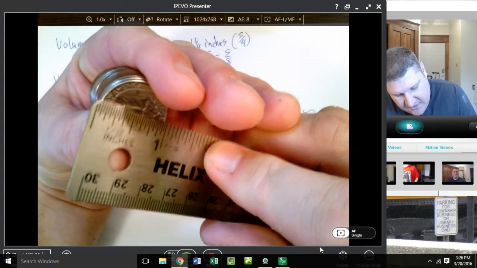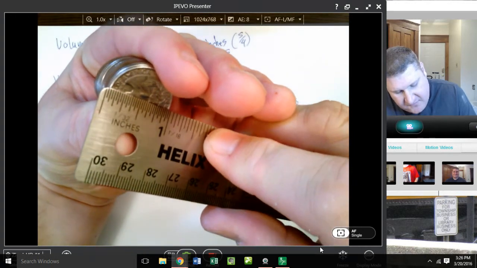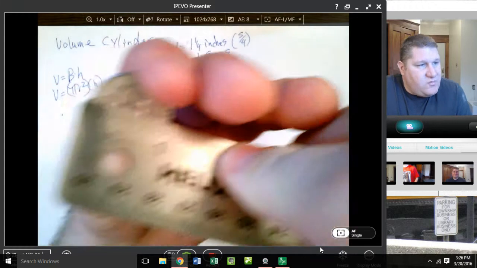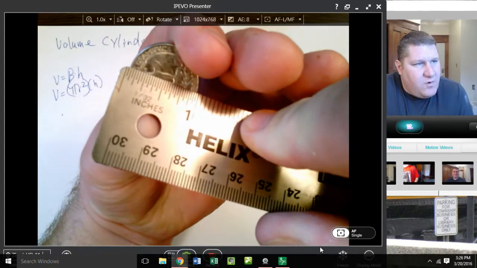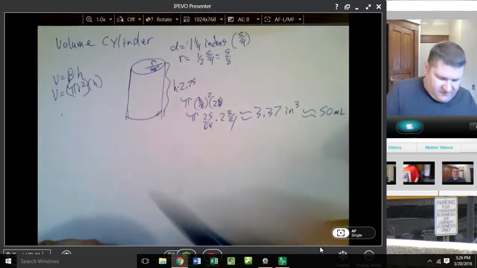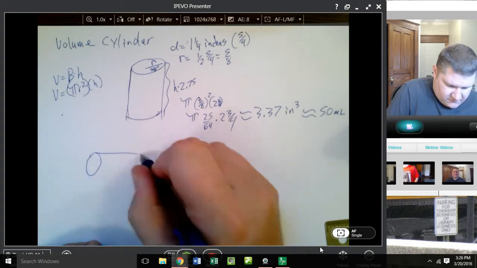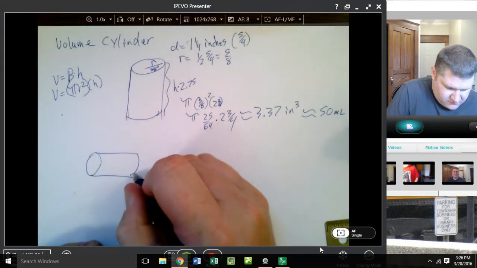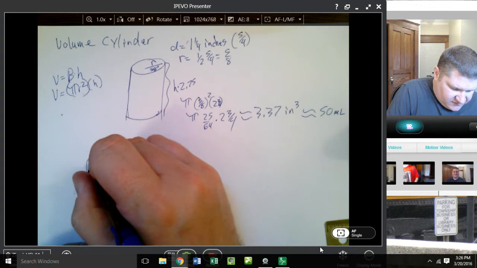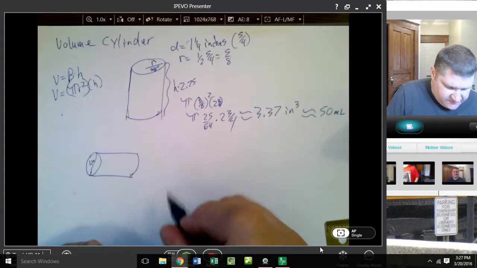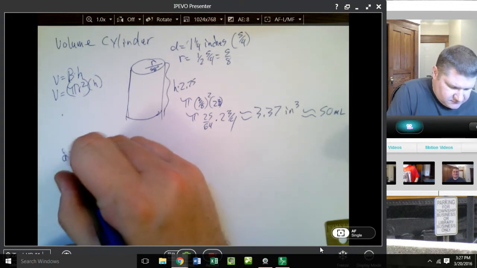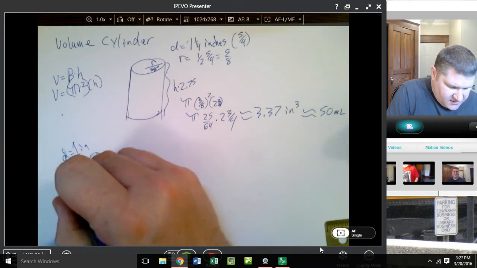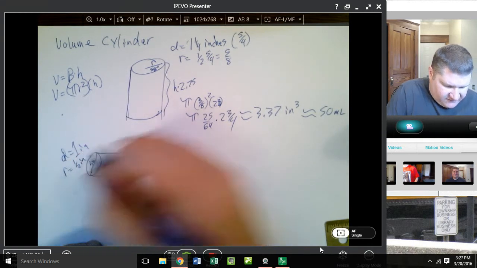I suppose I could go to the internet and look this up. For my ease of use, let's assume that the width on this quarter is 1 inch. So if the diameter of the quarter is 1 inch, then that means that the radius is therefore 1/2 inch.